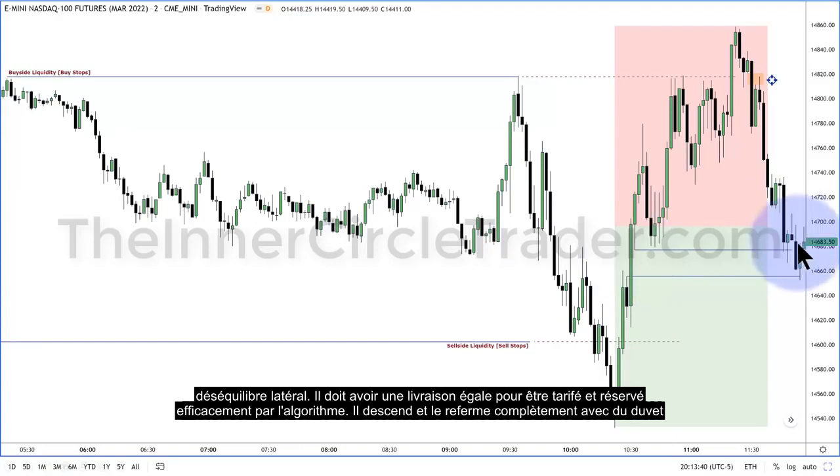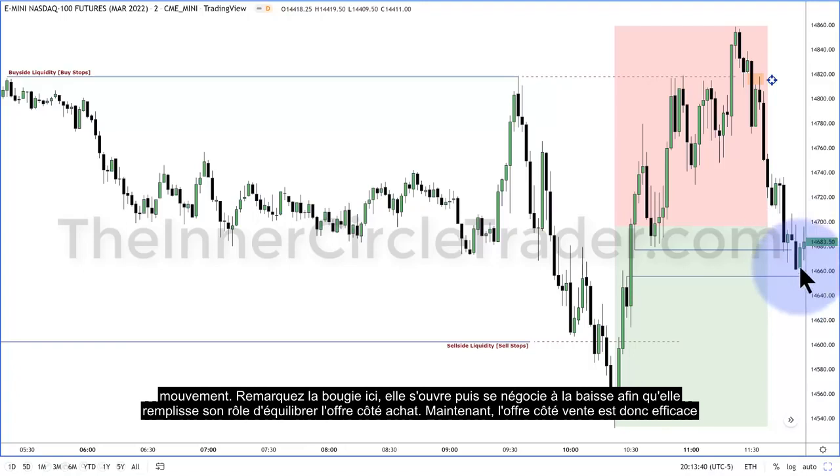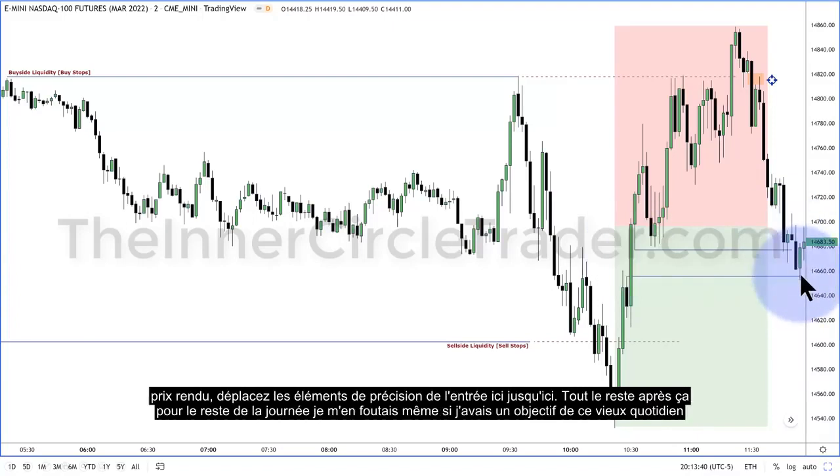It has to have an equal delivery to be efficiently priced and booked by the algorithm. It goes down and completely closes it back in with down movement. Notice the candle on this here, it opens and then trades down. So it fulfills its role of balancing the buy side offering, now the sell side offering. So that is an efficiently delivered price move. Precision elements from the entry here down to here. Everything else after that for the rest of the day, I didn't care about.